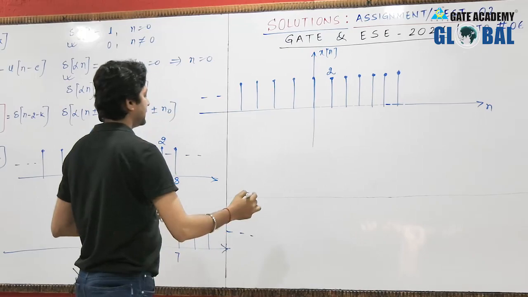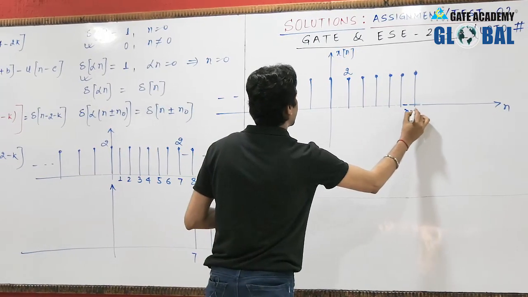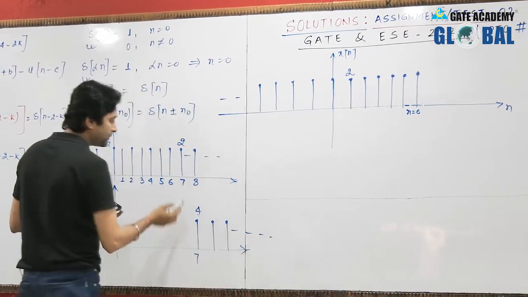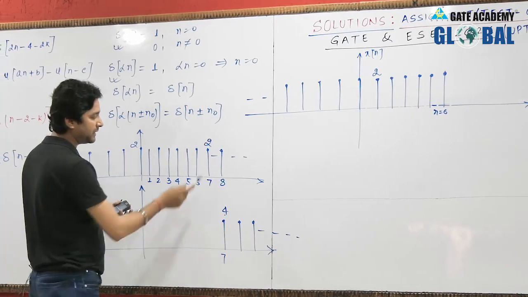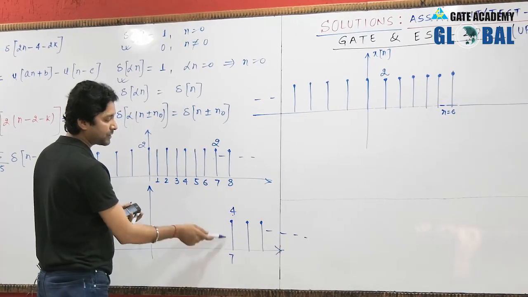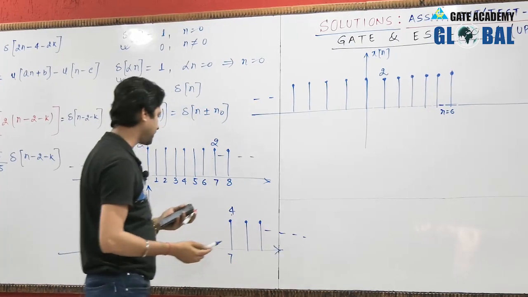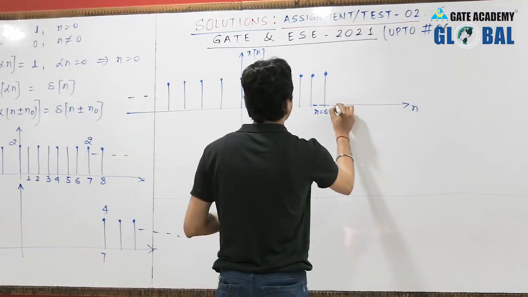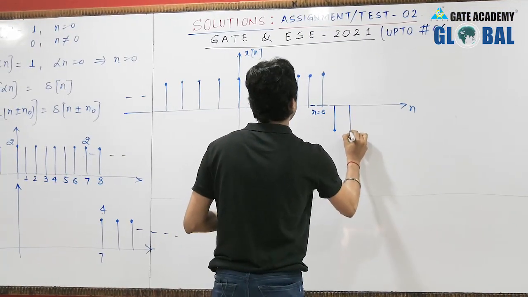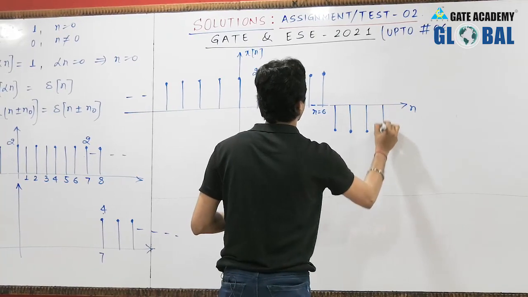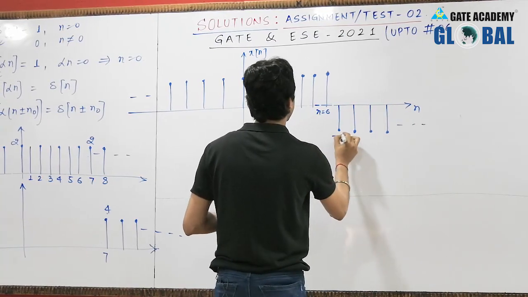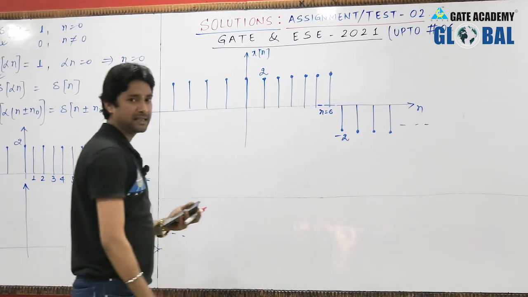And now it is the point n equals 6. After n equals 6, that is from n equals 7 to infinity, the value will be 2 minus 4, that is equal to minus 2. So the value from n equals 7 to infinity is minus 2. So it is the signal.